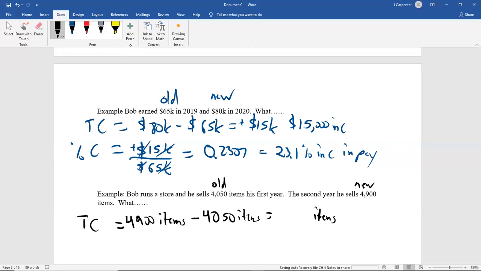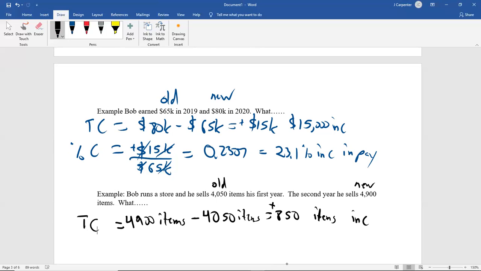4,900 minus 4050, well, that's going to be 850. So 850 items, and that's a positive answer. As I said, writing this by hand, we tend to like to see the plus in this course. When you put in your answers in My Math Lab, you probably don't want to be putting that plus in there. So that was an increase in the number of items he sold. I'm not saying he made more money. I'm just saying he sold more items.